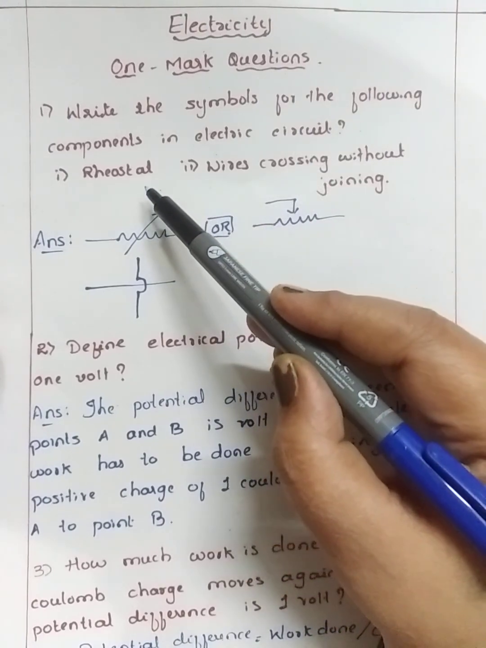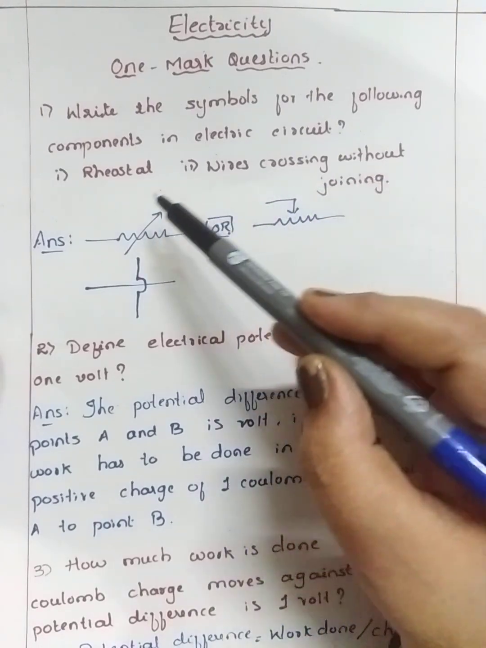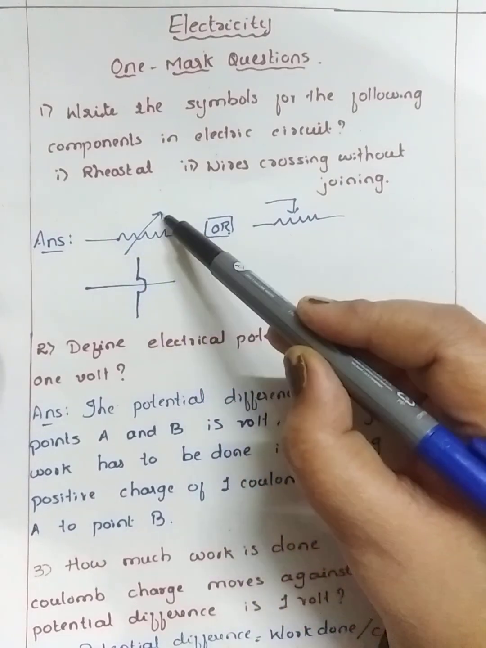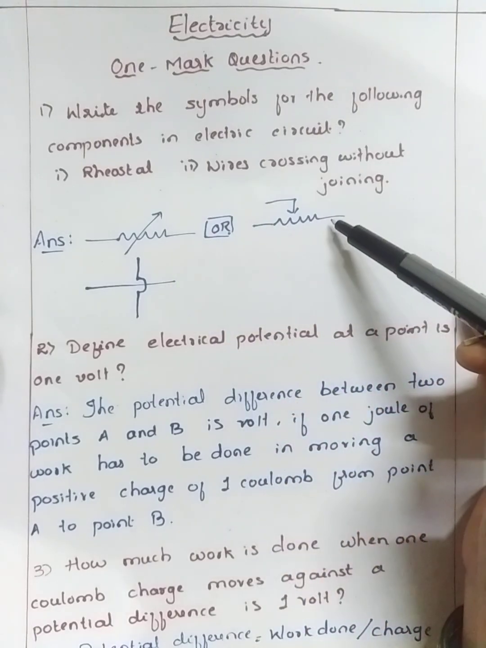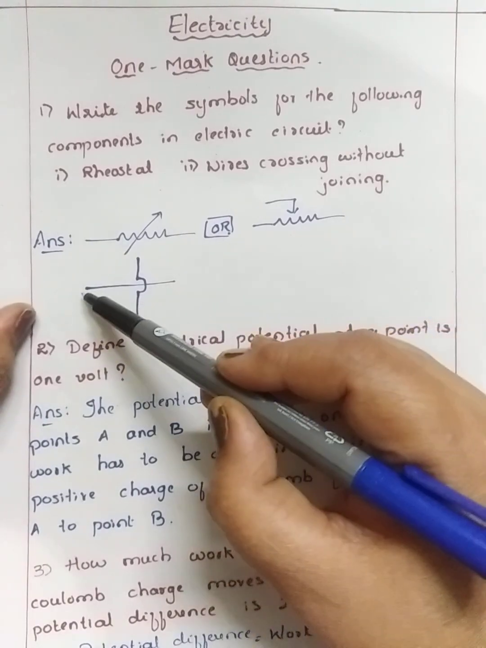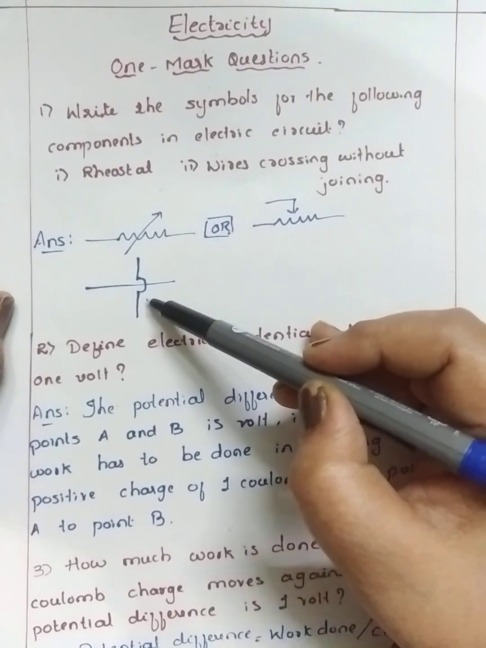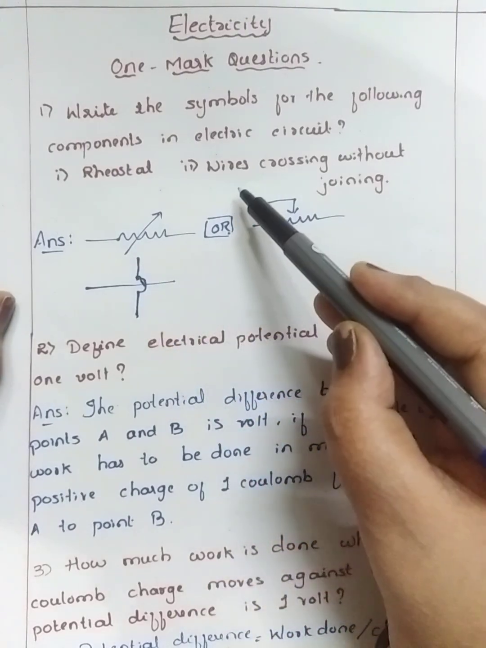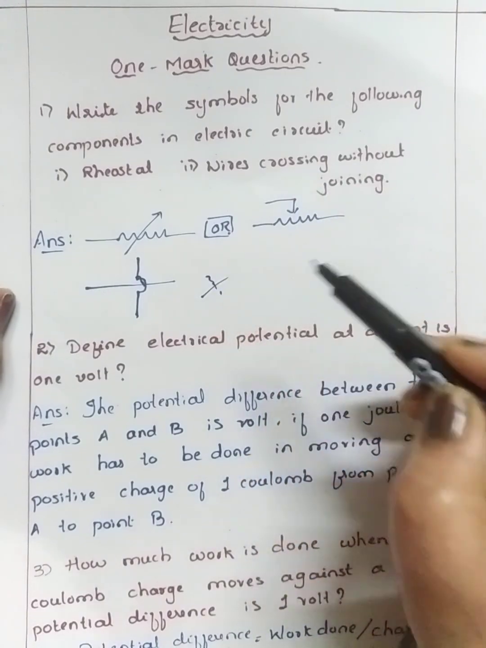So first you have to identify the rheostat and wires crossing without joining. The rheostat, this is the symbol: a resistor with an arrow mark. And wires crossing without joining means here is one wire and another wire crossing it, so how do you symbolize them? One wire you have to draw like this. This is wires crossing without joining. If joining, they are drawn like this, with a join.